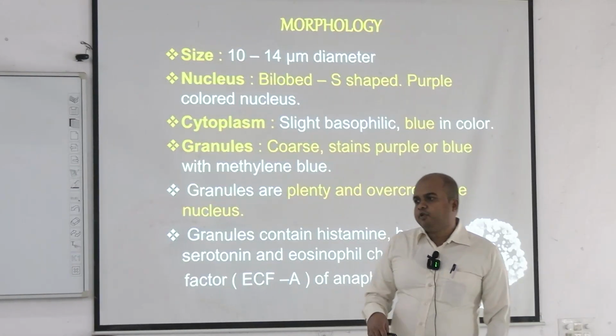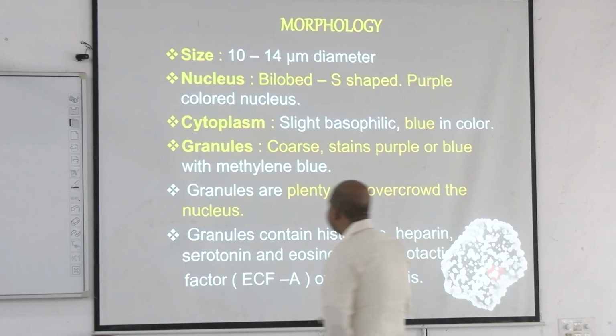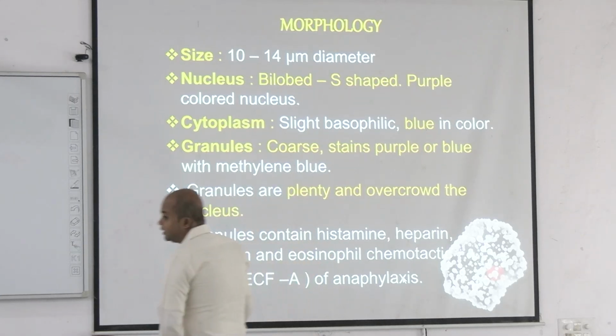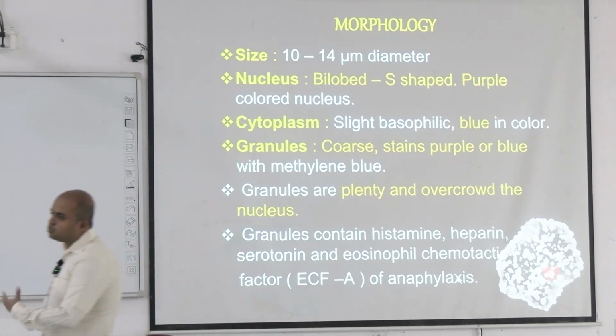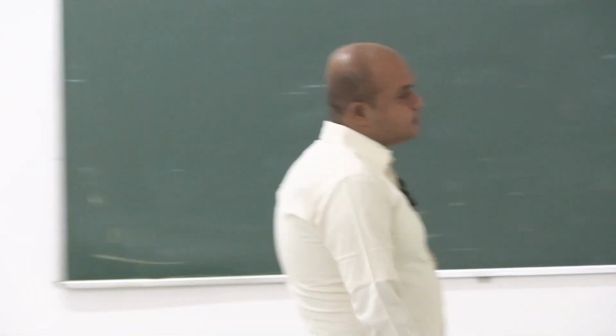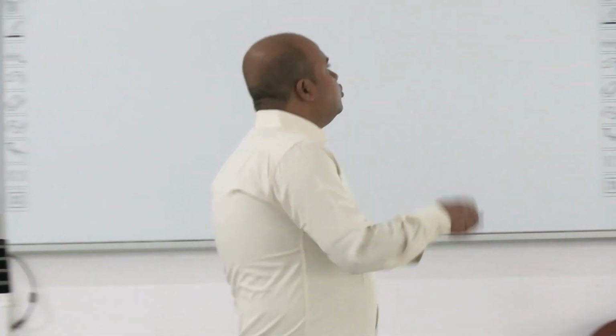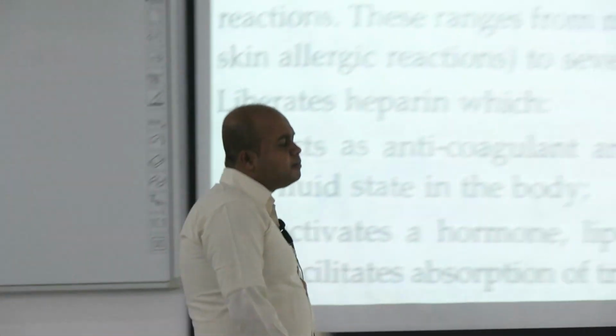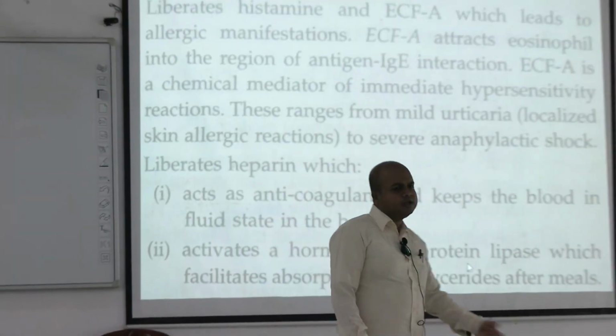Size is almost the same as neutrophil and eosinophil, but they are very few in number, and their coarse granules are overlaid by the nucleus. They are the most difficult to identify because they are very few in number. Basophils contain some substances like heparin, and they have some role in phagocytosis along with the neutrophils.